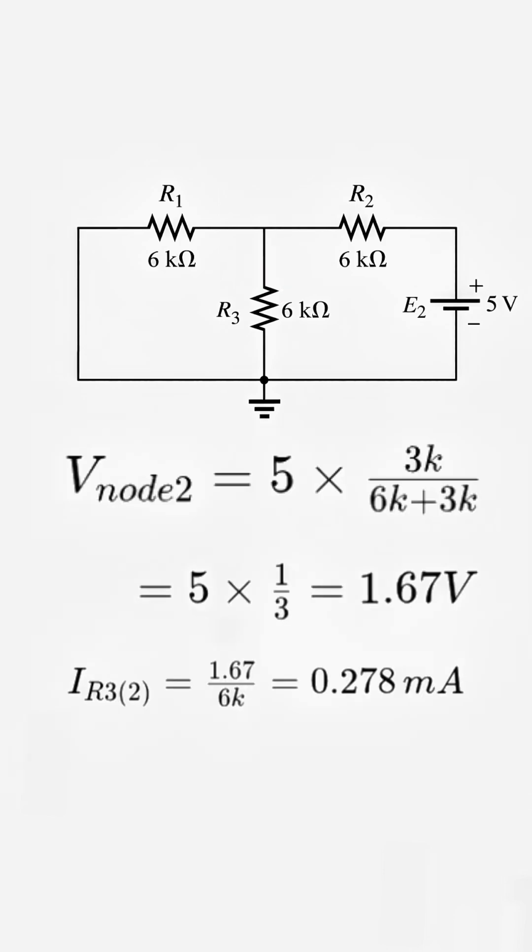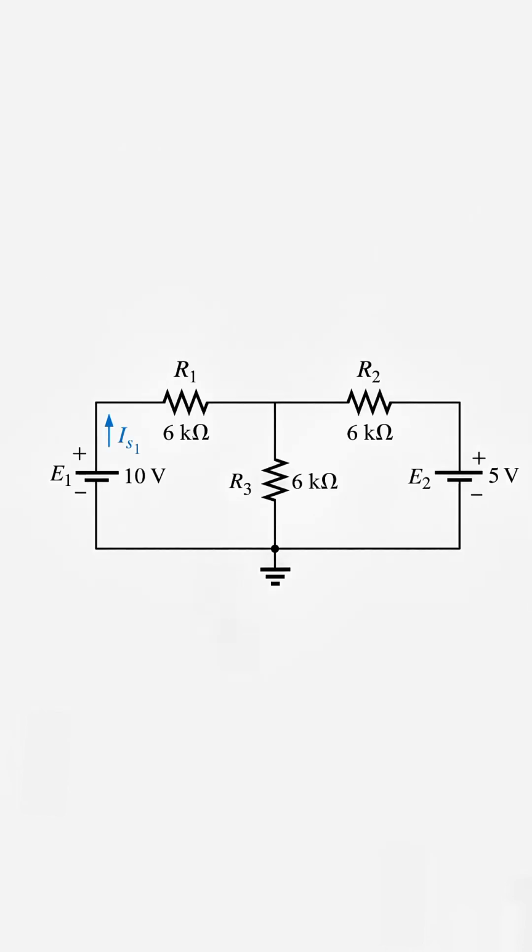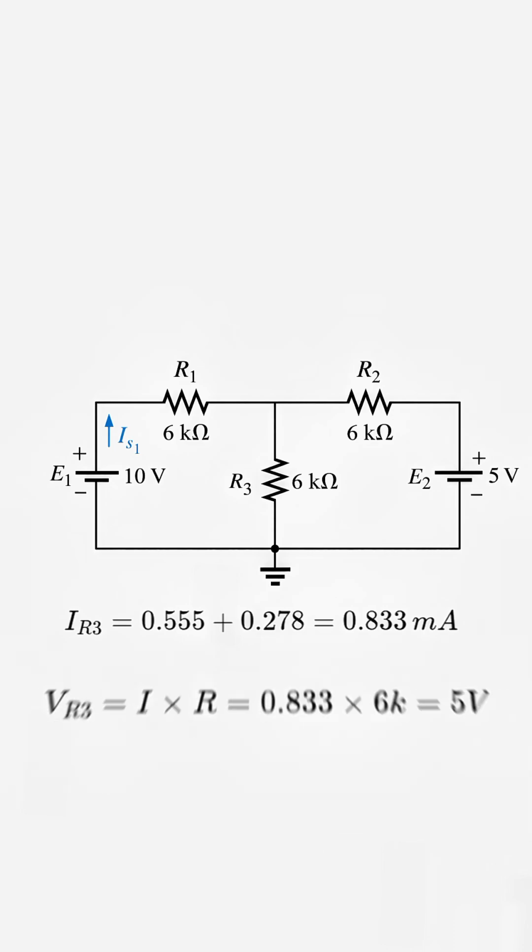1.67 divided by 6K gives 0.278 milliamp. Now, final step, add the contributions. Total current through R3 equals 0.555 plus 0.278, which gives 0.833 milliamp. Finally, voltage across R3.